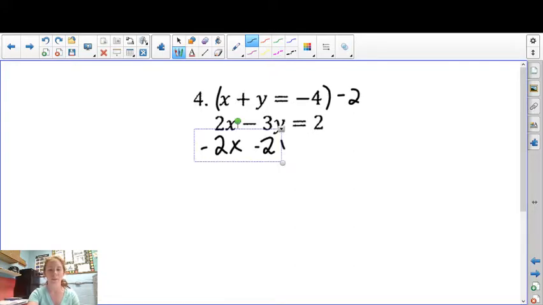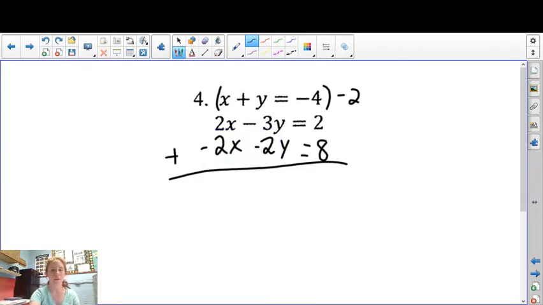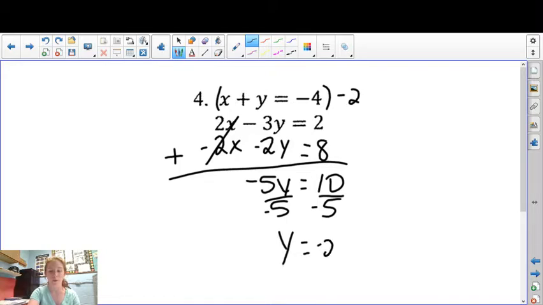-2x minus 2y is equal to 8. Add those guys together. 2 and -2 are gone. -3 minus 2 more is -5y. And that gives me 10. Divide both sides by -5, excuse me. y is equal to -2.